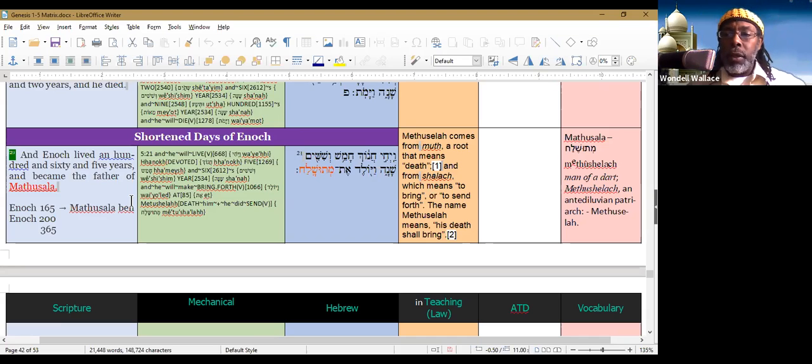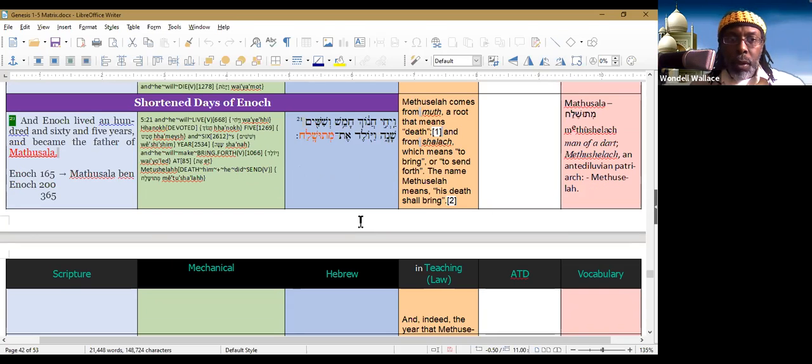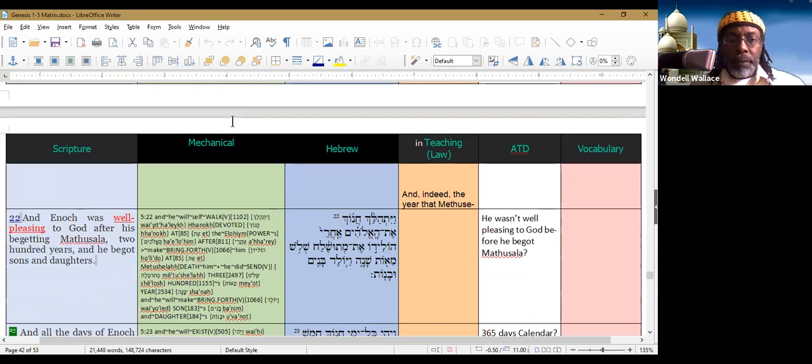All right, so let's look at the Hebrew over here. Methuselah, man of a dart. Methuselah and antediluvian, they all keep saying that. So Methuselah comes from mut, a root that means death, and from shalach, which means to bring or to send forth. The name Methuselah means his death shall bring forth. All right, those are the shortened days of Enoch.